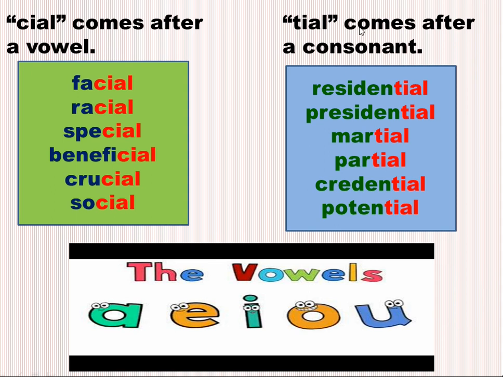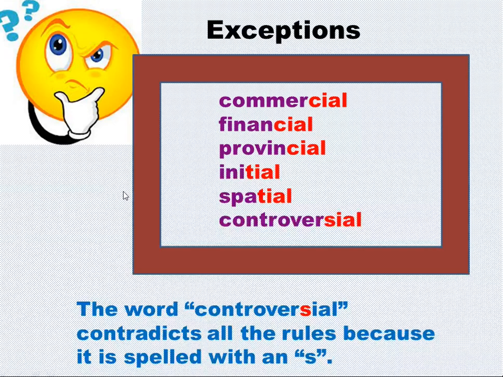And tial comes after a consonant. All these 5 letters are vowels. Other than these letters, other letters are called consonants. So after a consonant, we just write tial. Residential, N is a consonant. Here N is a consonant. Here R is a consonant, so we just write tial. Okay, it is the same here in these two words as well. So go through the patterns.